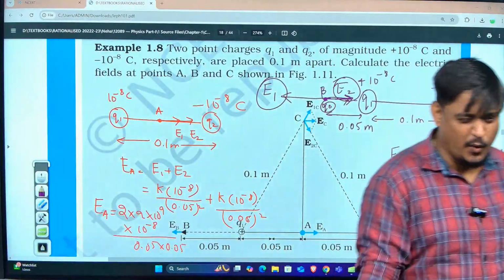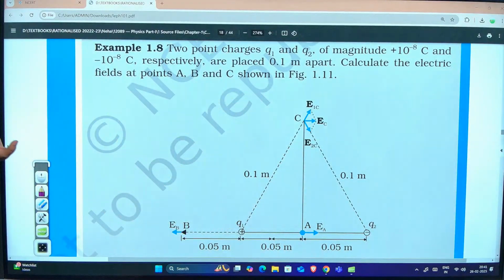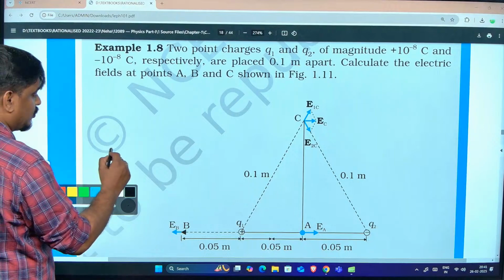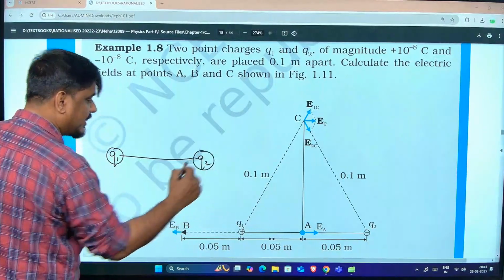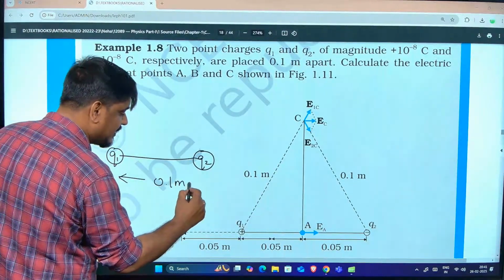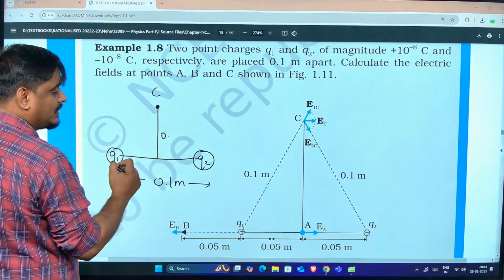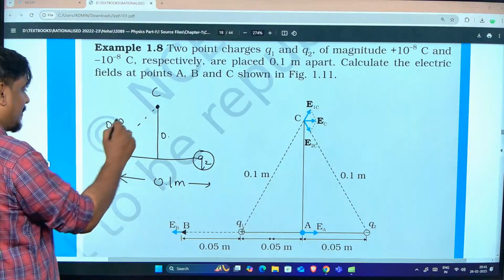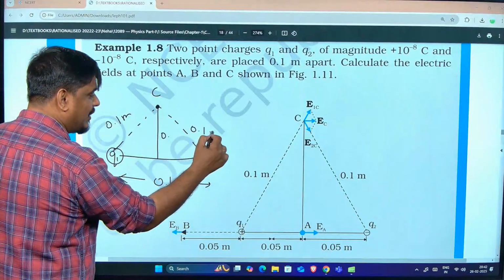Sure? I hope. Then comes the third part, part C. Part C is a little complicated. Why am I saying complicated? See, I am redrawing for you. Let me use black now. So this is Q1, this is Q2, they are 0.1 meter apart, and they are asking you to find the electric field at this point, point C, which is 0.1 meter apart from here, and from here also it is 0.1 meter apart.